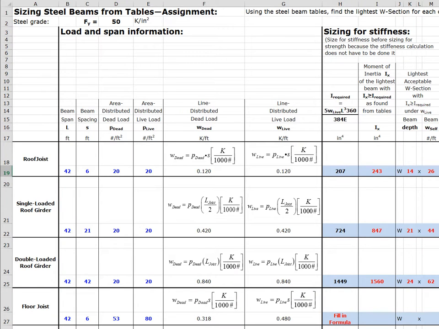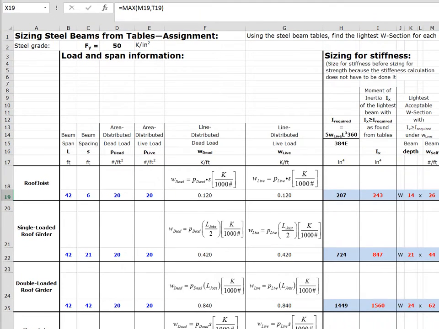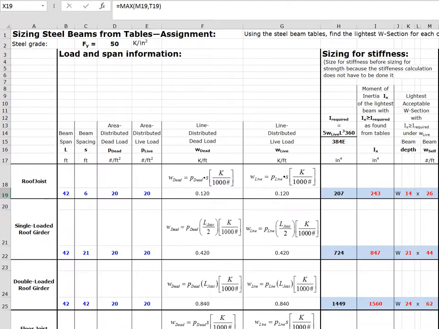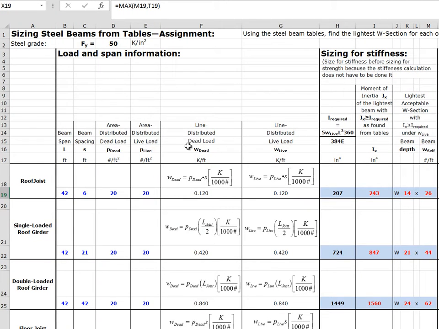So having said that, we're going to jump to our spreadsheet. And I'm going to move this down a little bit so we make sure that you can see everything I want you to see. So you should see your formula bar up above. And you'll notice in this spreadsheet there are two categories you can see. One is load and span information, which is all of this stuff right here. And then there's sizing for stiffness, which is everything in here.